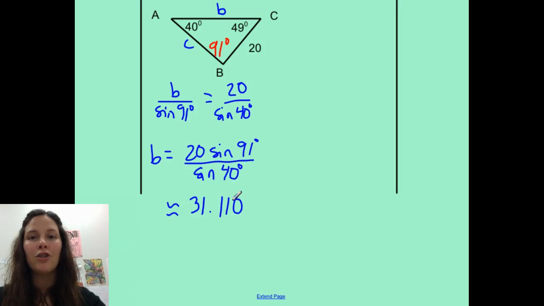Some of you guys are just cutting it off after 3 decimal places, and that is not accurate. So we've got to get our rounding down. Next, we need to solve for side C. So I'm going to do the same thing.